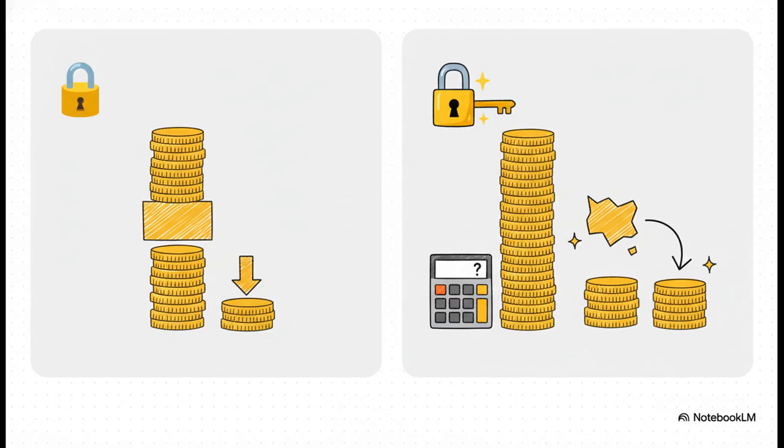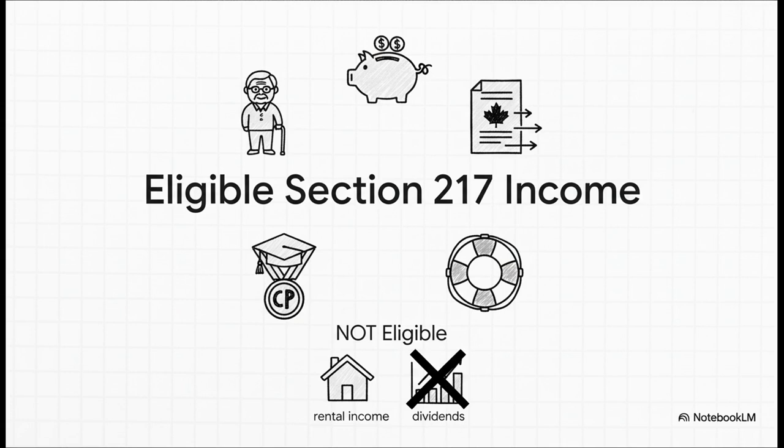That's the refund. Now here's a crucial point I want you all to remember. This election is not a free-for-all. It only applies to very specific types of income, which you can see here are mostly related to pensions and retirement funds. Things like Canadian rental income or dividends from Canadian stocks, nope, they're not eligible for this particular election.